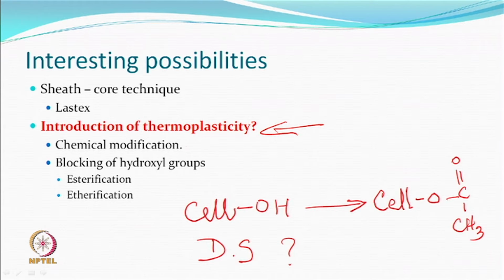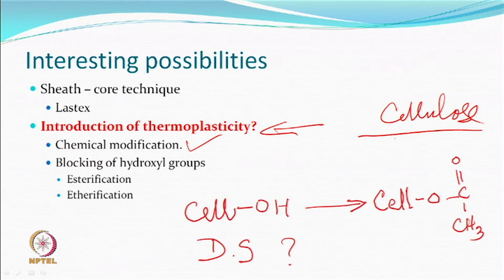So, that is like a chemical modification of the fibre itself. One can always say, well, this no more is cellulose as it is, but a modified version of cellulose, because you are doing chemical modification. So, the thermoplasticity can be introduced by blocking of hydroxyl groups. It is the hydroxyl groups which are in abundance, for example, in cellulose, because of which you do not see thermoplasticity.